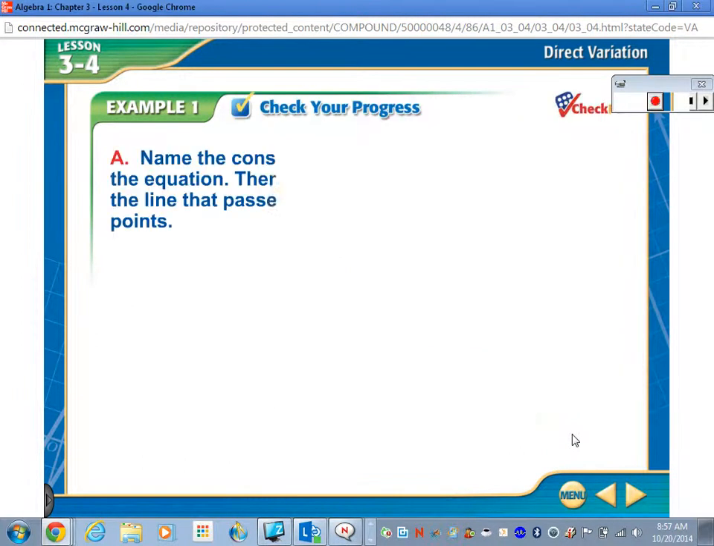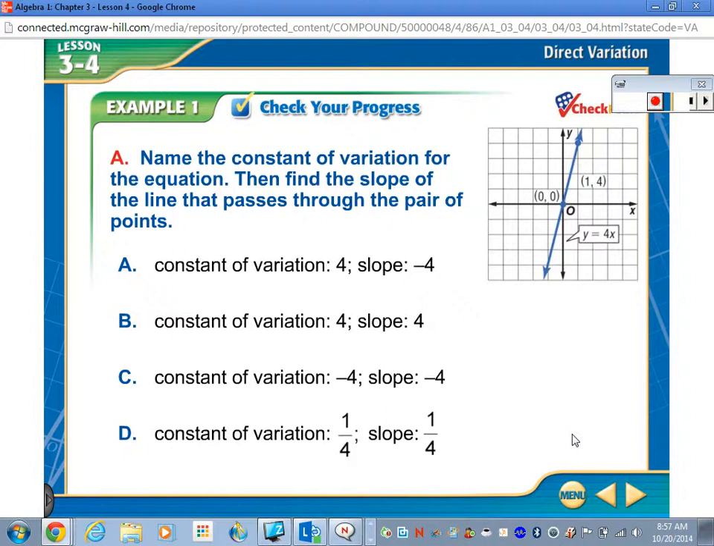Okay, so now that you've had a chance to look at it, you're naming the constant variation and the slope of the line. Remember that they're the same. Here's the equation right here, which means what? It's 4. When we look, we pick out our answer, and it should be B. So hopefully you got that okay.